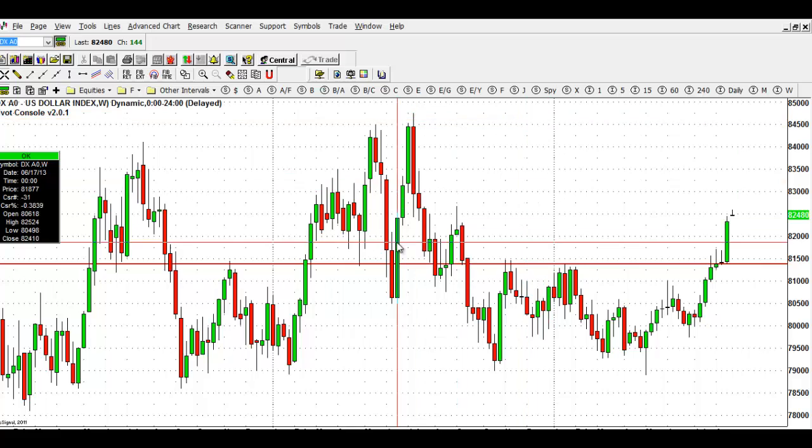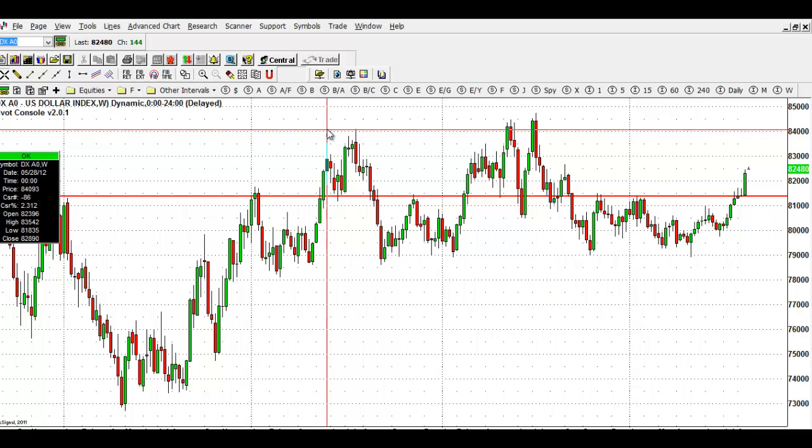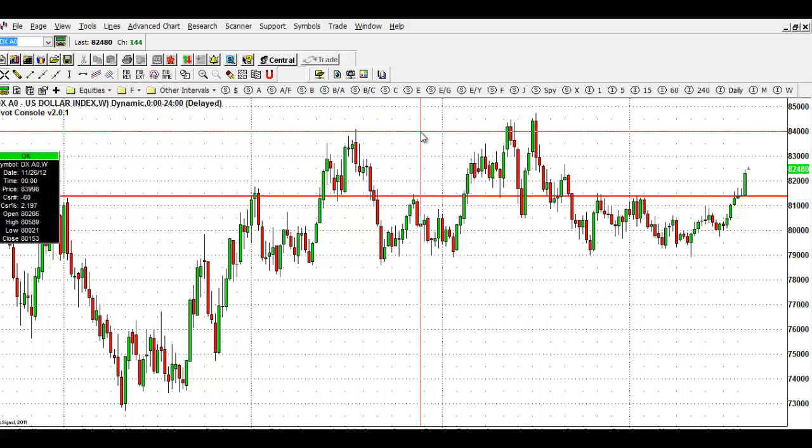Now, there's significant resistance in the US dollar index up at the 84 level, 84 up to a high of 84.75. So this entire region here could act as significant resistance in this market. So we have to keep an eye out on this level.